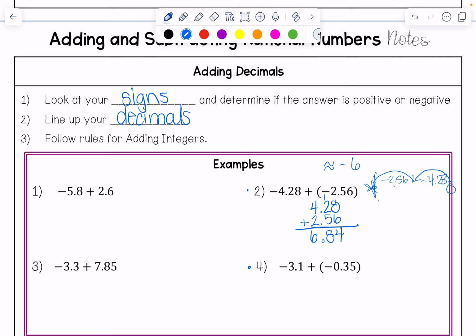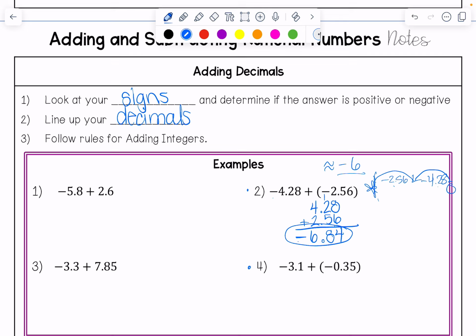The next thing that I want to do is, since I've moved further back, that's going to tell me that this answer is negative. Remember we said that it should be about -6, and so my answer is -6 and 84/100.